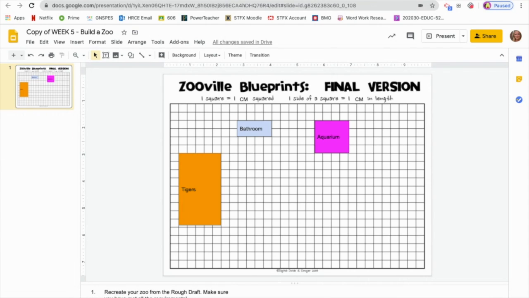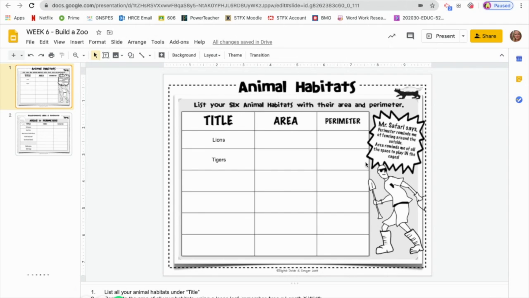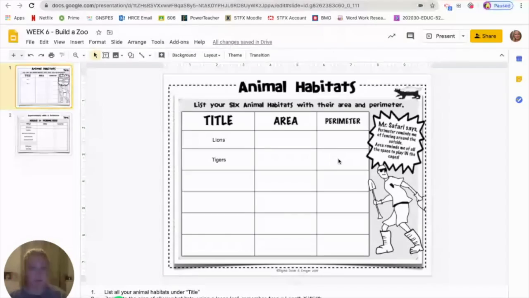So I'm going to start by figuring out the area and perimeter for my tiger pen. Now, all I have to do is count the squares on each side. Each square is about 1 centimeter. So around the tiger pen, for this side, there are 1, 2, 3, 4, 5 squares. So I'm going to go to my week 6 for my tiger's pen, and I'm going to do my perimeter first.